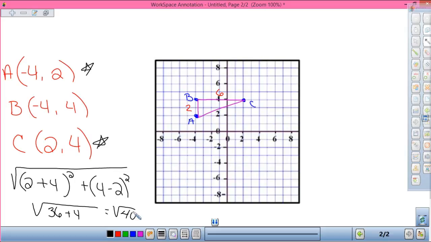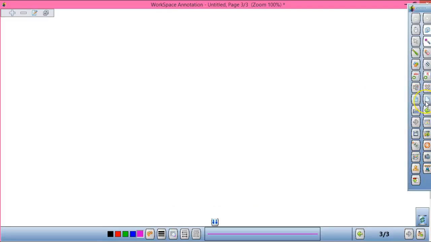Okay, so what is the square root of 40? 6.32. All right, so this is 6.32, this side would be? Okay, so if I add up all my sides, what is my perimeter? 14.32 would be my perimeter. Okay.